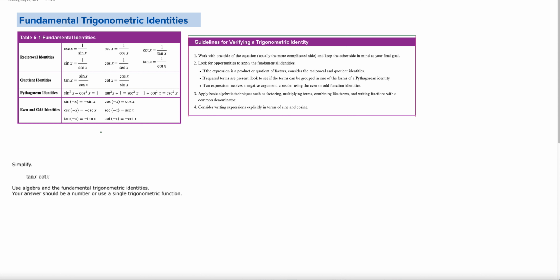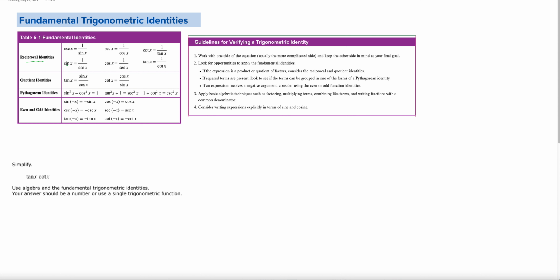Okay, so in this video, we're going to discuss fundamental trigonometric identities. And that's what we'll see here in this table 6.1, actually from the textbook. So the fundamental trig identities consist of the reciprocal identities, which we've already discussed, right?